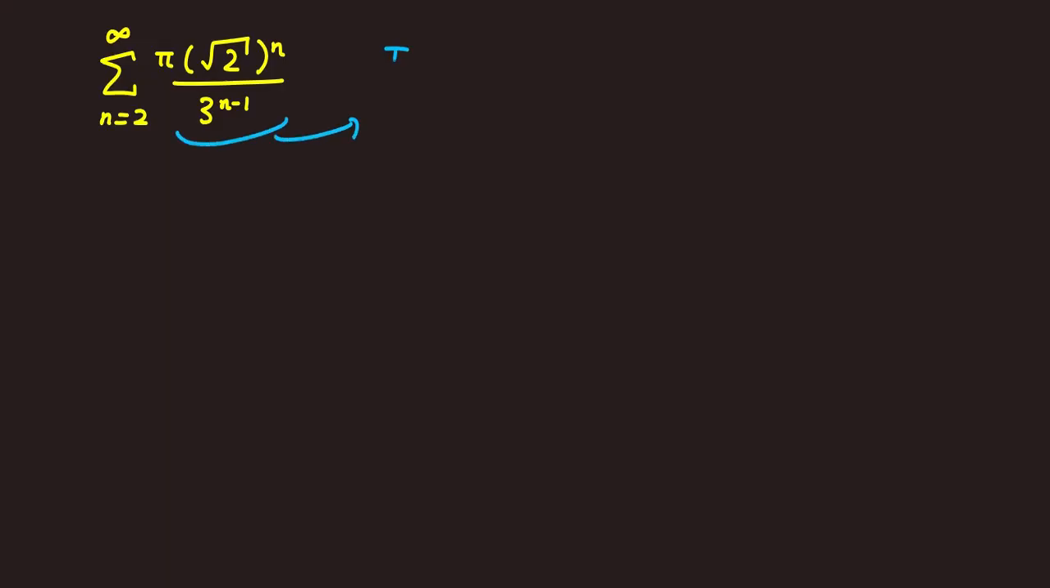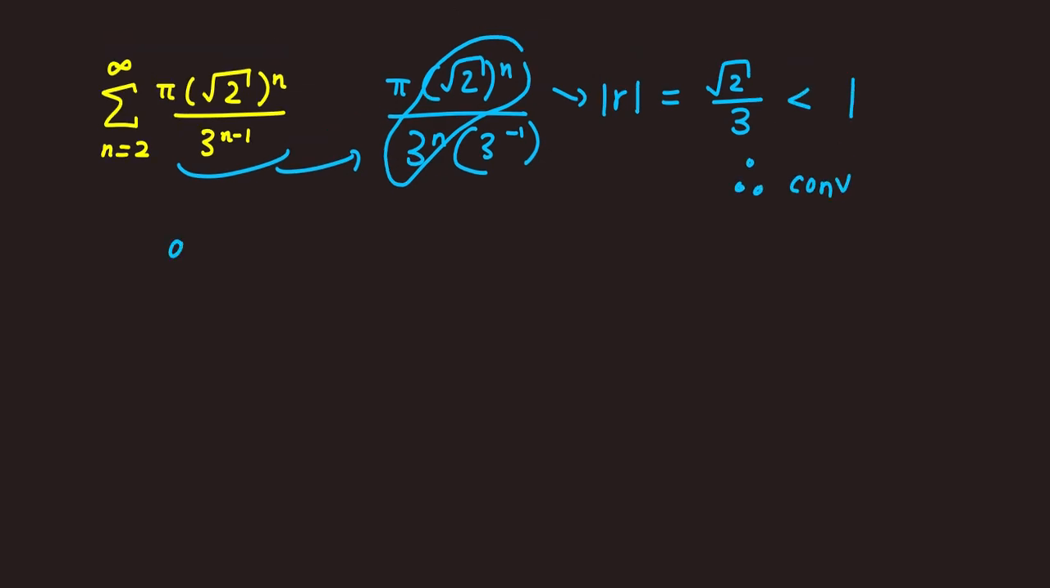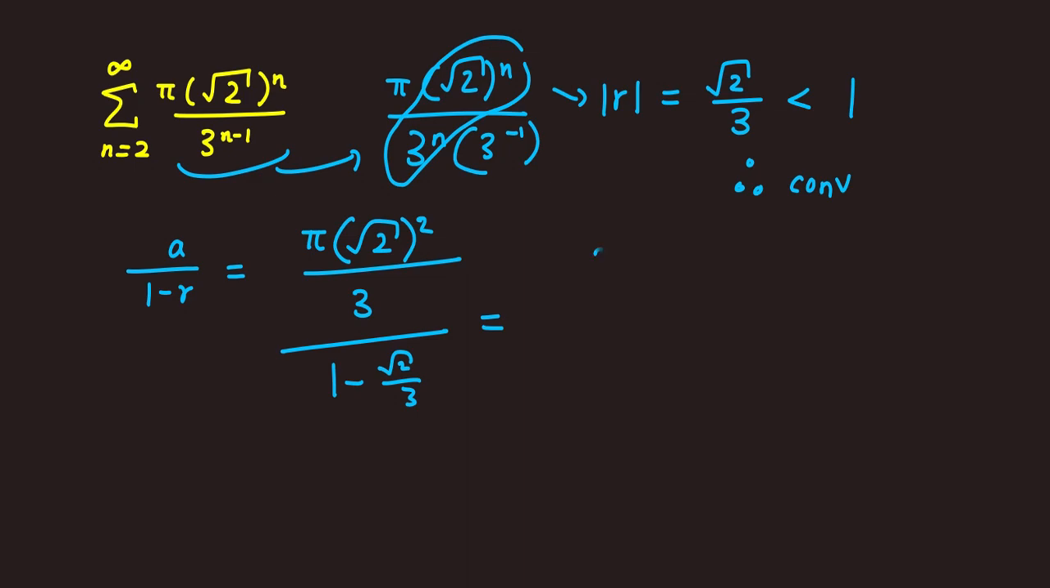So for this example, we just have to simplify the denominator a little bit, and we will get 3 to the n times 3 to the negative 1, and we can extract the r. We don't really care about any other part of it, we just need the r, and it's going to be less than 1, so it converges, and you can plug it into the formula by getting the first term and getting the 1 minus r, and then you can just simplify to get the value that it converges to.